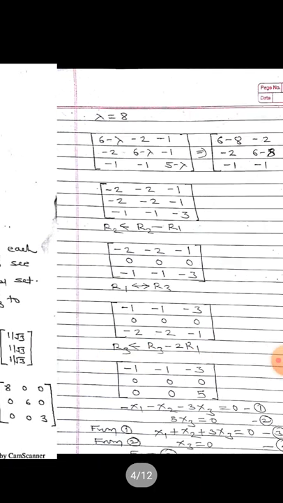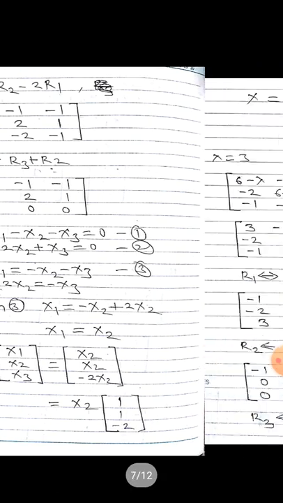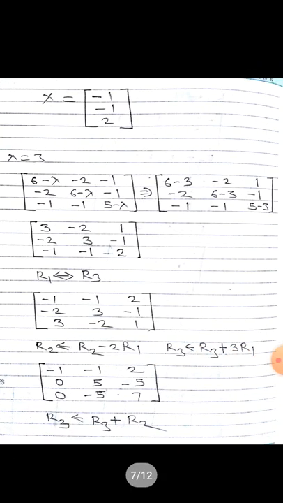You can multiply by any number, but that should be applied throughout. So which I have done here. So minus 1 minus 1 2, that is the vector we have considered for lambda is equal to 6. Otherwise you can consider it as it is. There is no problem. Next, lambda is equal to 3.